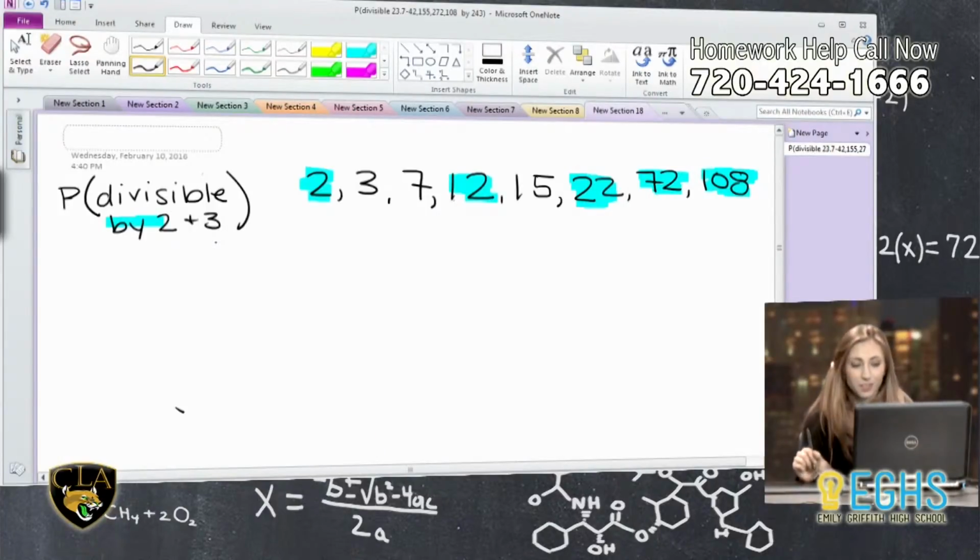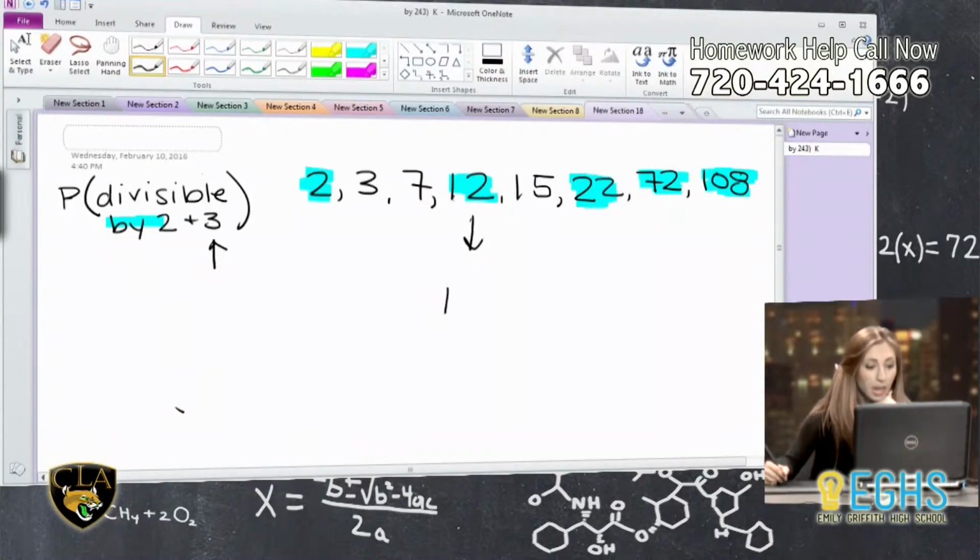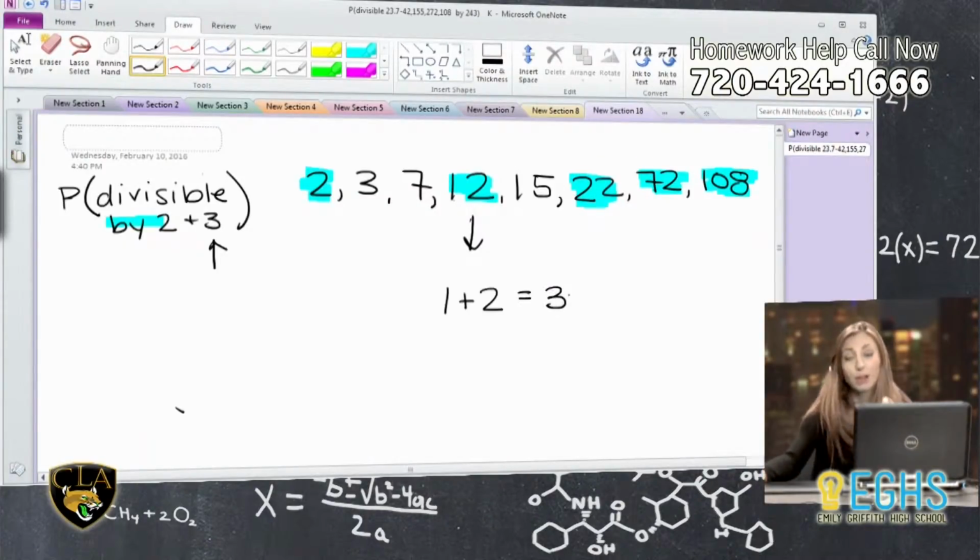I love this trick. So the trick to tell if something is divisible by 3 is we add the digits of that number together. And if that sum is divisible by 3, then the original number is divisible by 3. For example, I'm going to pick one out here, 12. I'm going to do 1 plus 2. So adding the digits together, I get 3. Is 3 divisible by 3? Yes. Then that means that 12 is divisible by 3.